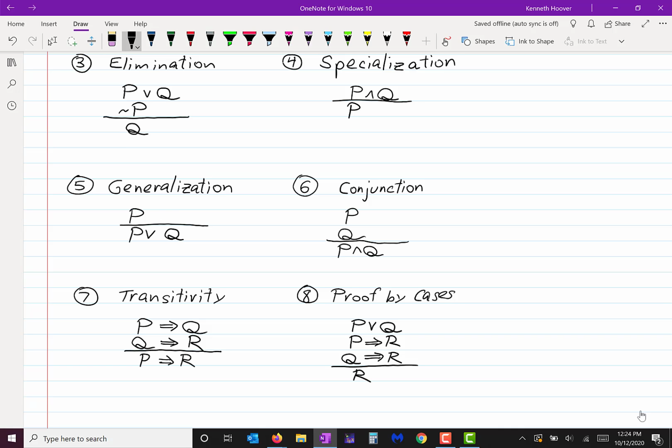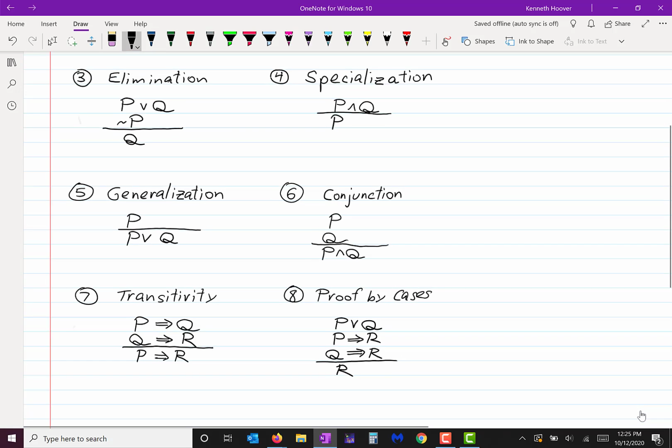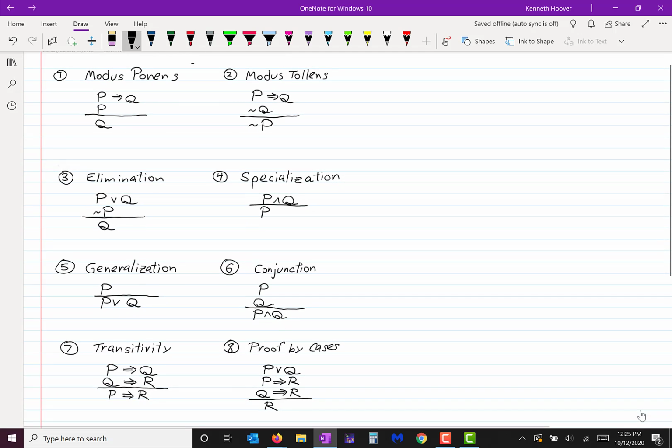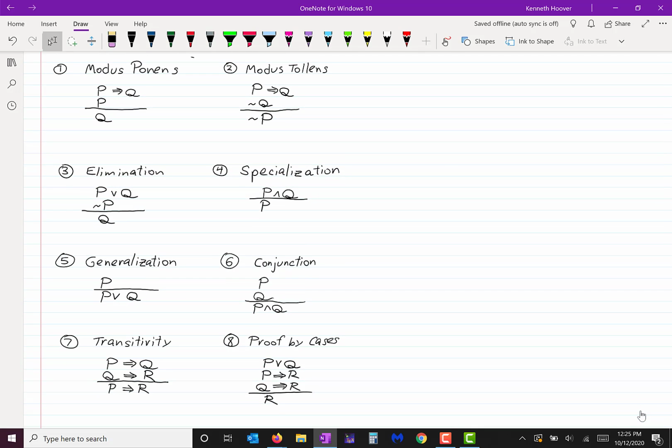Okay, so those are all called rules of inference. And you can use these to prove things. So I want to go with you through a proof and show you where each of these is being used along the way.